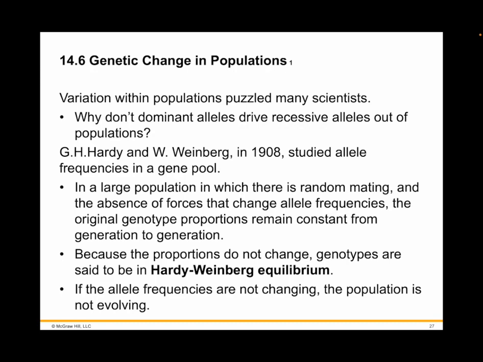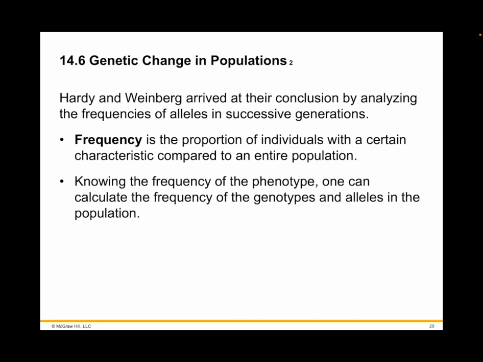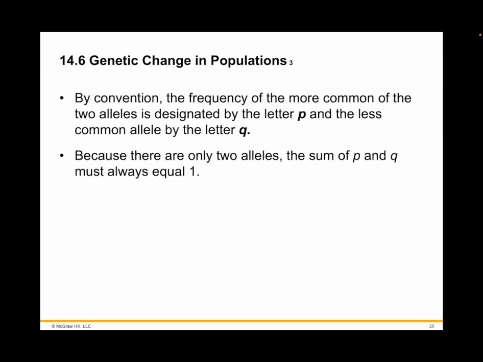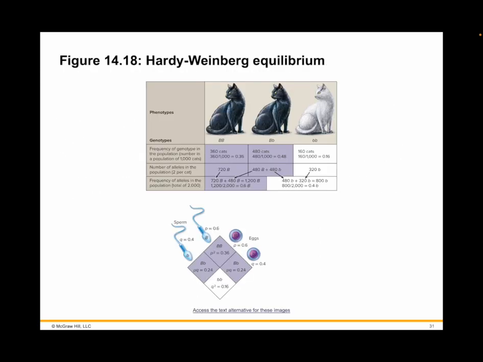Hardy-Weinberg came to their conclusion by analyzing the frequencies of alleles in successive generations. The frequency of something is defined as the proportion of individuals with a certain characteristic compared to the entire population. Thus, the population of 1,000 cats, as you are about to see, shown in figure 14.18, and let's go to that figure now.